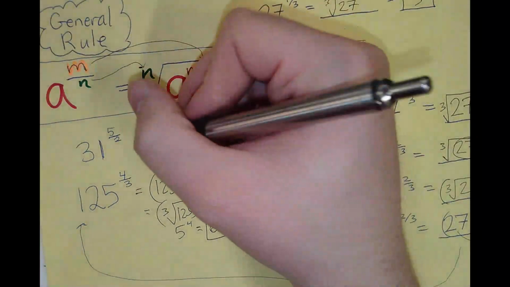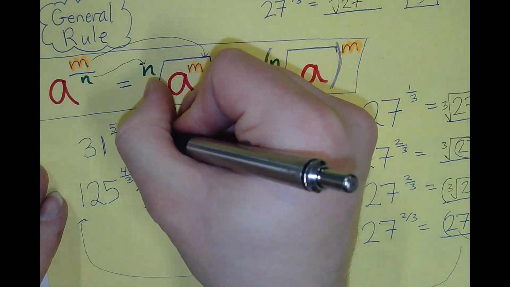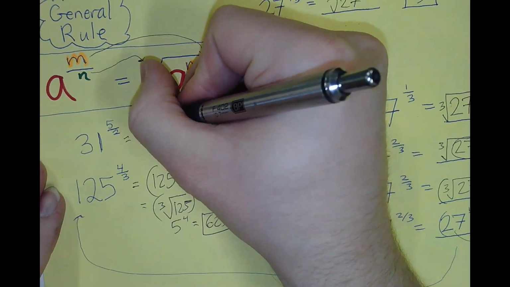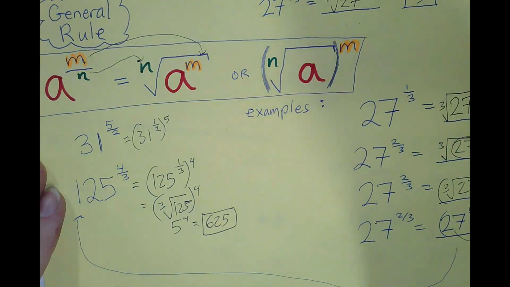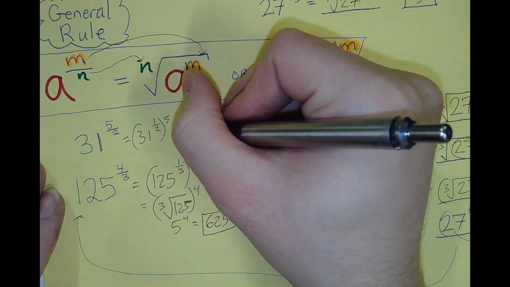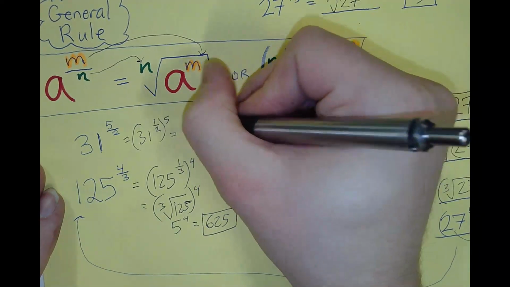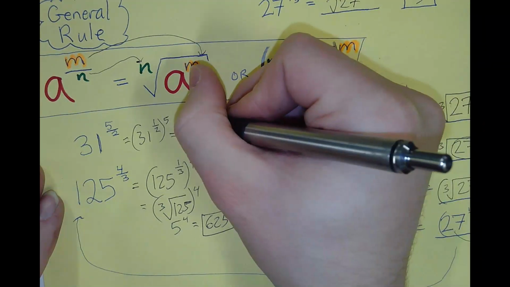Now apply the same idea. How do you rewrite this one? That's going to be 31 to the 1/2 power, and that to the 5th. Well, how do we rewrite this? We write it as square root of 31, and we multiply that to the 5th power.